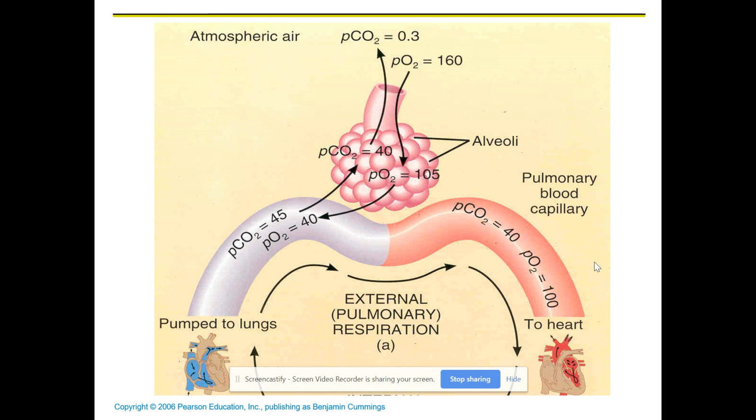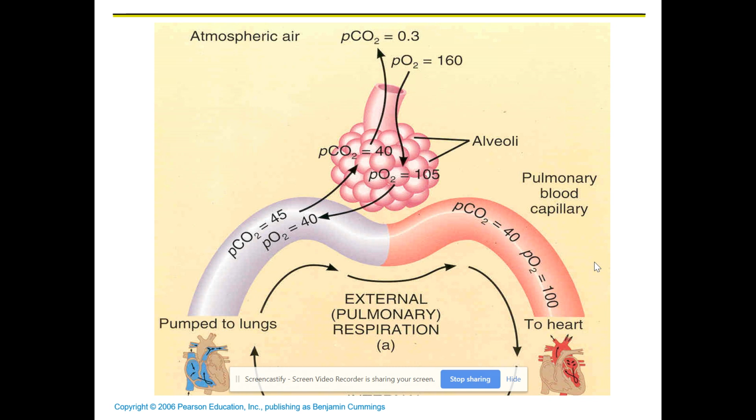So by the time it gets into the alveoli, the partial pressure of oxygen is going to be much lower, about 104, 105. Partial pressure of carbon dioxide, much higher at about 40. Again, these are the gases we're exchanging with.